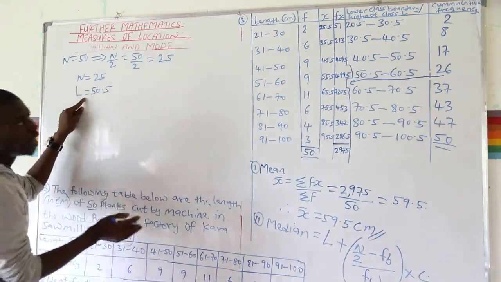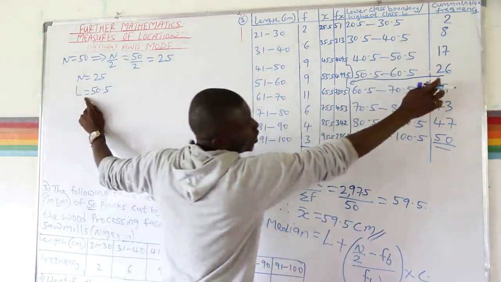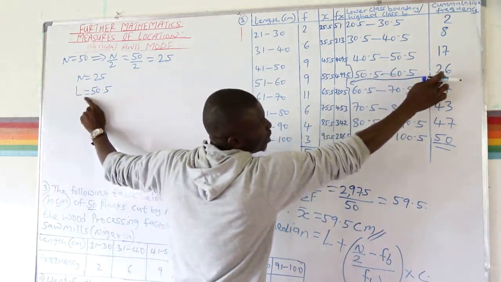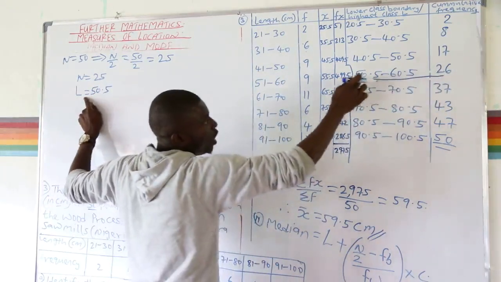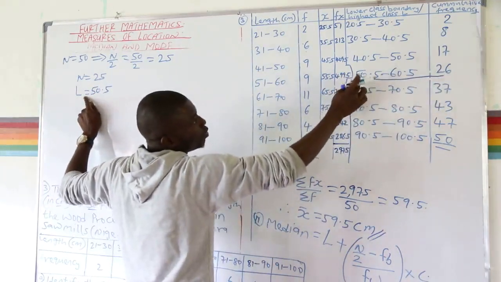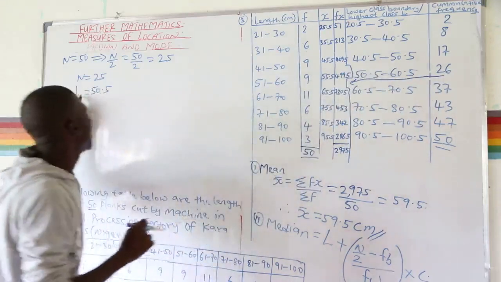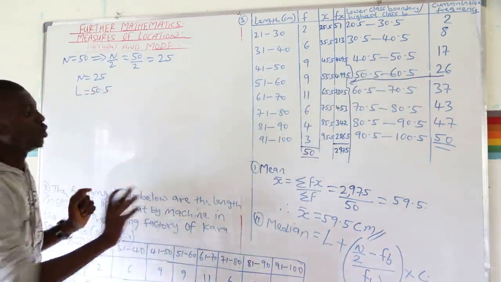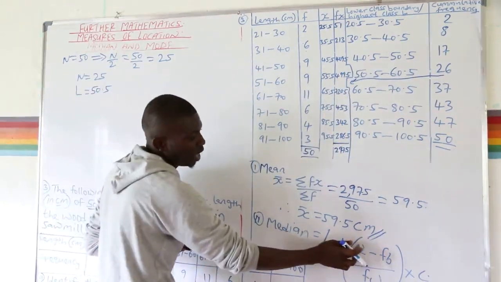50.5. Don't forget, our n over 2 is 25. 25 falls under 26 here. So trace it to your lowest class boundary. It gives us 50.5. So our L is 50.5. We have seen our L, we have seen our n over 2.